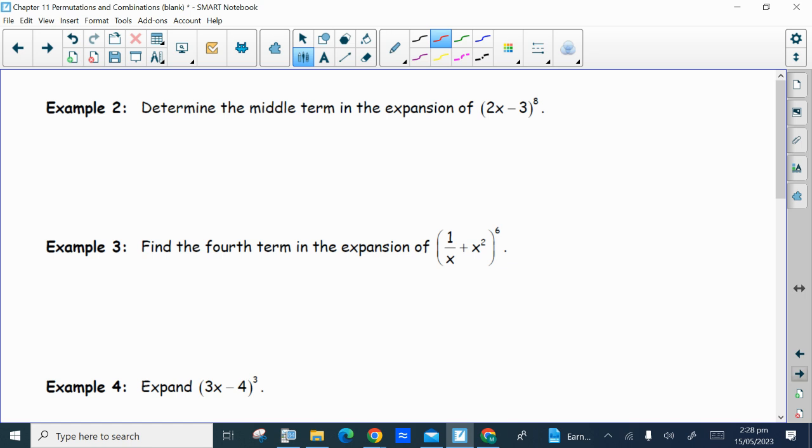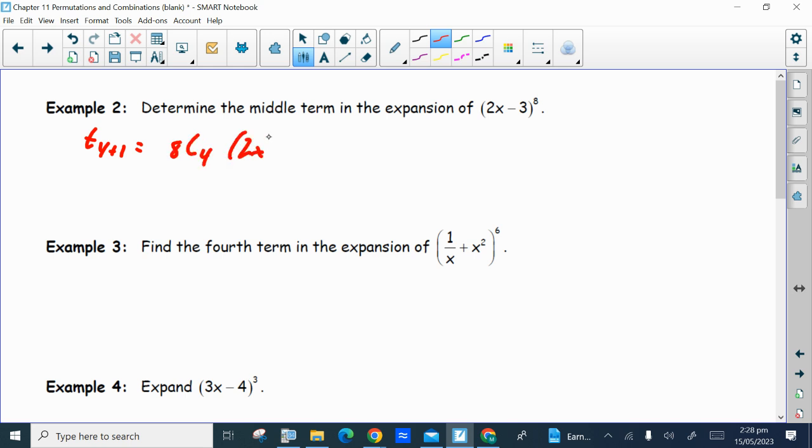So we want to find the 5th term. And using the general term formula, k would then be 4. Remember, k is always 1 less than the term number. To get the 5th term, k has to be 4. So n is 8. It'll be 8c4.